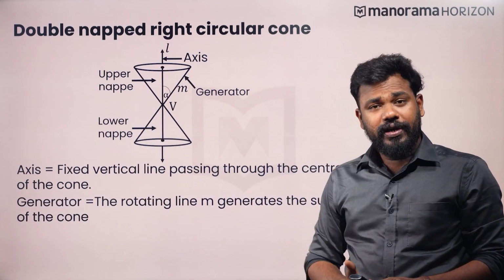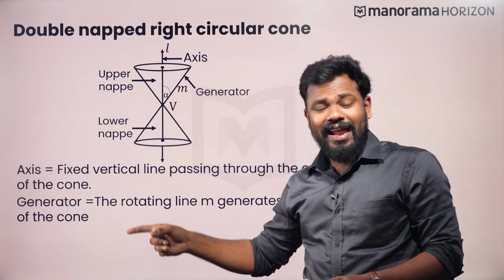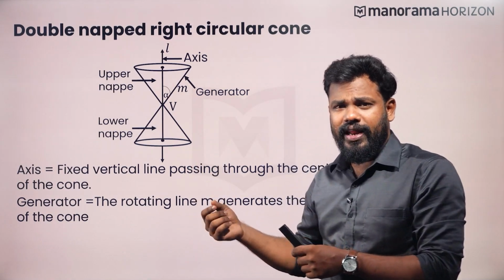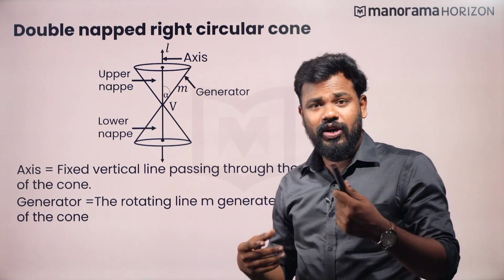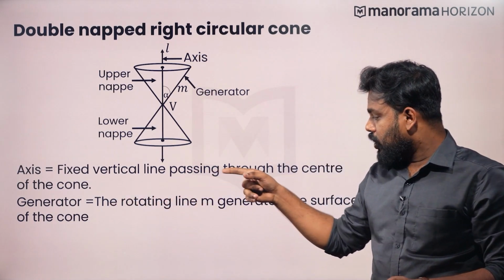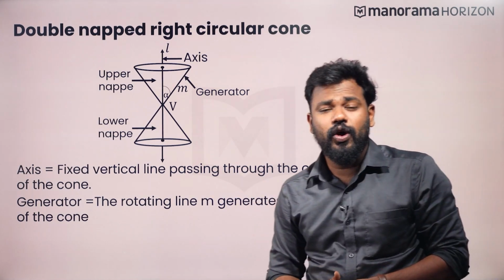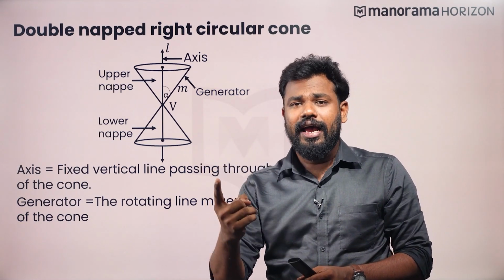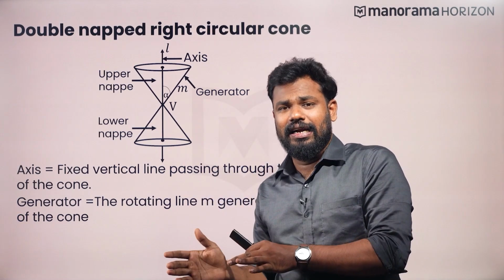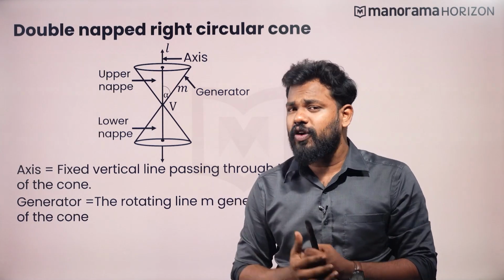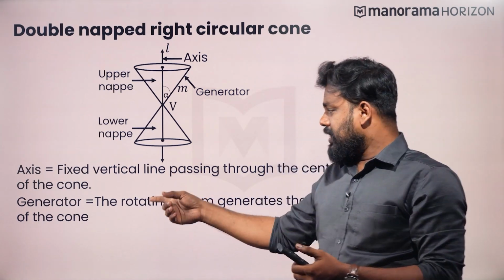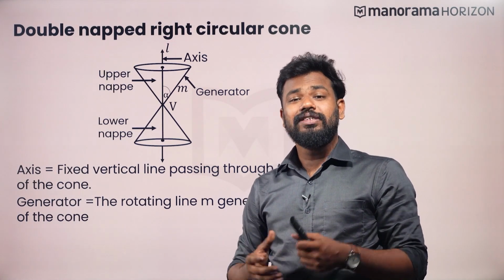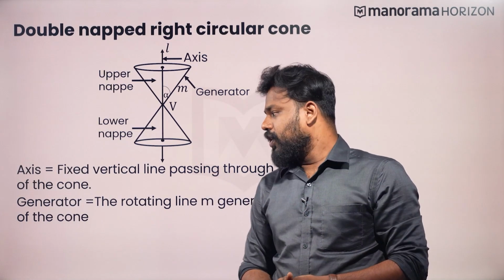And now the generator. What is this generator? There is an inclined line. In the previous diagram, you saw a blue line. Yes. So that blue line, again over here, we call that a generator. And this generator, or the rotating line, generates the surface of the cone. So if I rotate that generating line along the axis with an angle, I'll be getting what? The surface of the cone, right? Yes. So this line is what we call the generator, because it generates the surface of the cone.